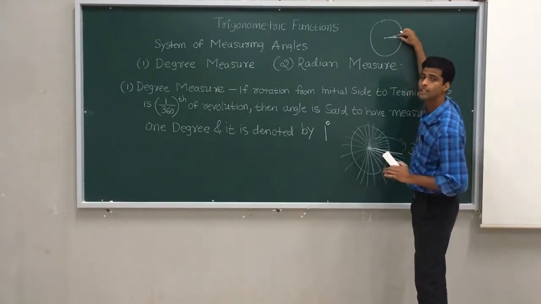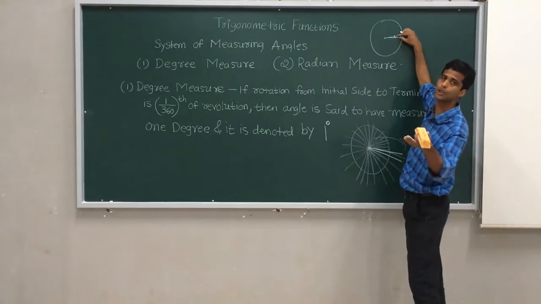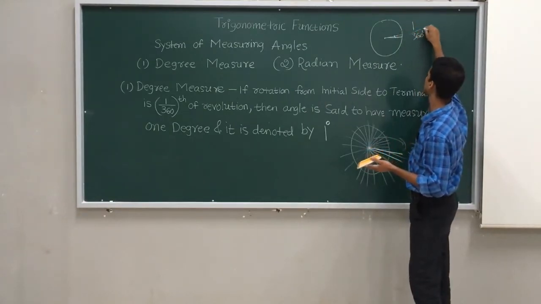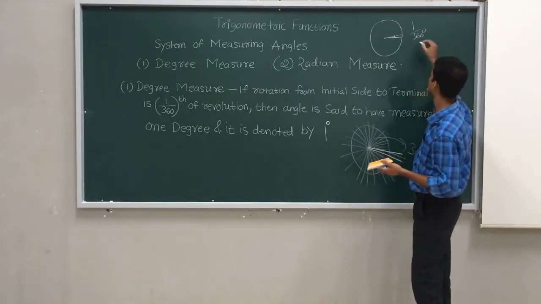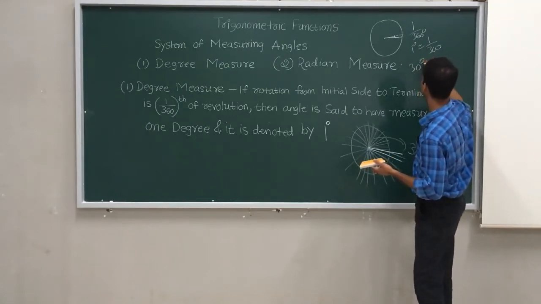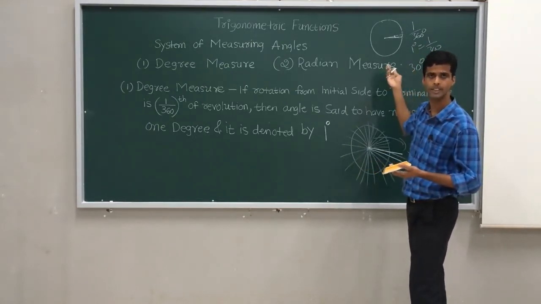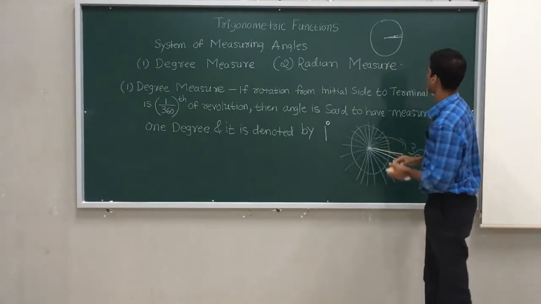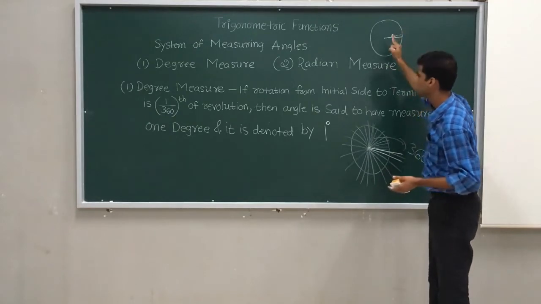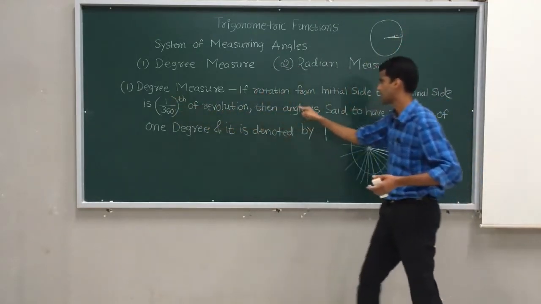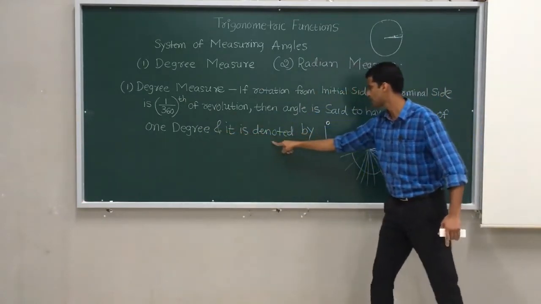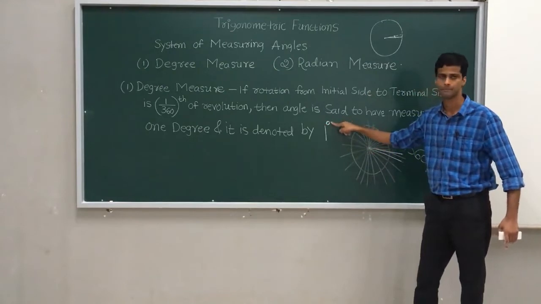Just imagine, for getting 30 degrees, how much rotation do you have to take? For 1 degree it is 1 by 360. Just think, to get 30 degrees, how much rotation? Just think on it. If rotation from initial side to terminal side is 1/360th of a revolution, the angle is said to have a measure of 1 degree, and usually it is denoted by 1 degree. This is a rotation of 1 degree.